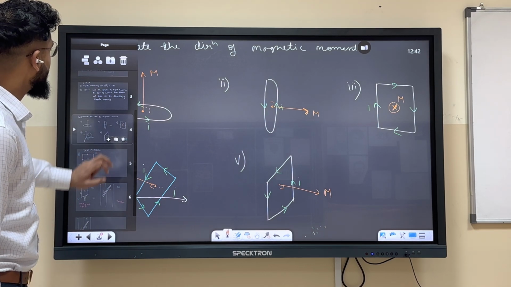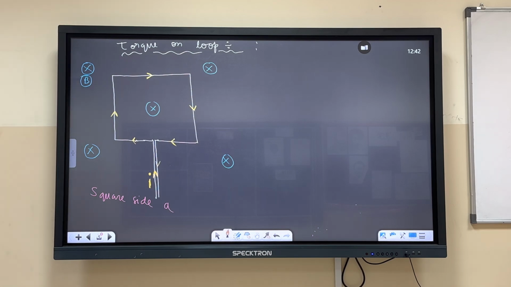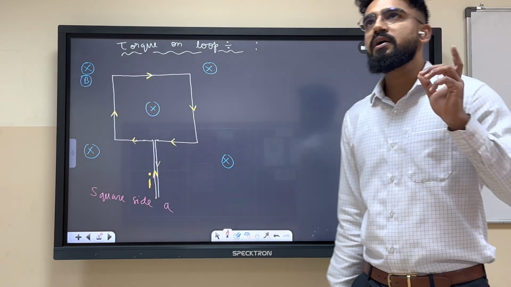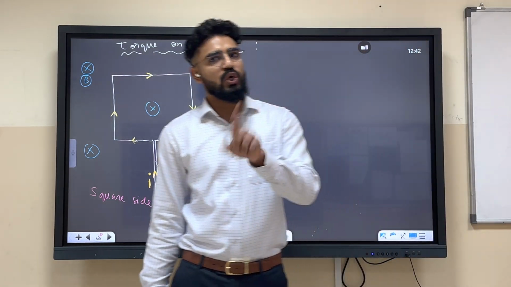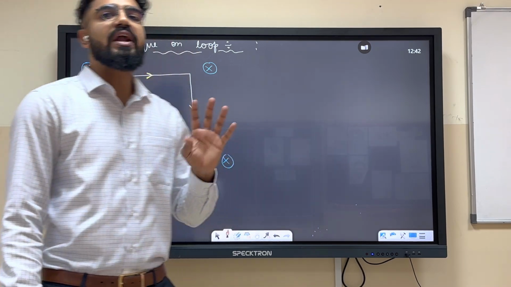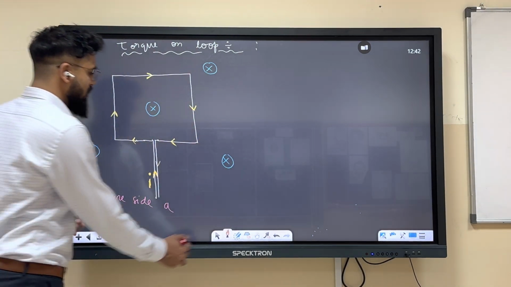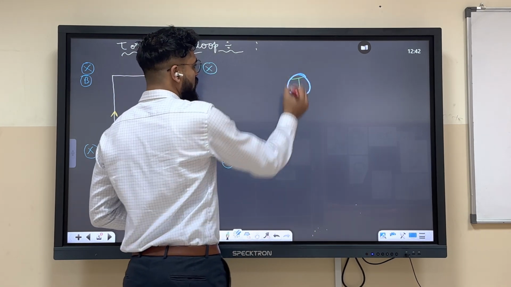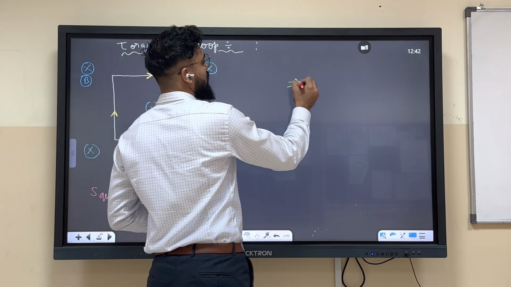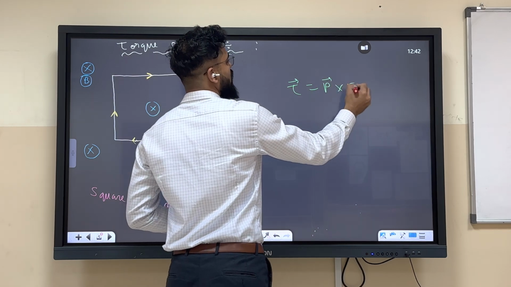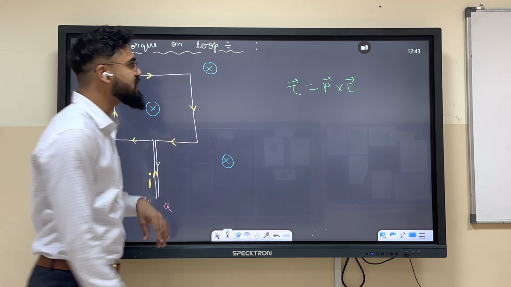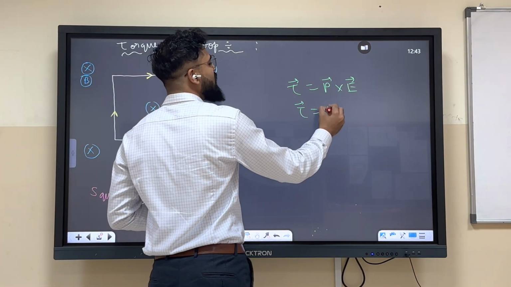Now, our next topic is torque on a loop. Can you recall what the torque on an electric dipole was when it was placed in a uniform electric field? Torque was P cross E. A similar type of expression will come over here, so that's what we are deriving.